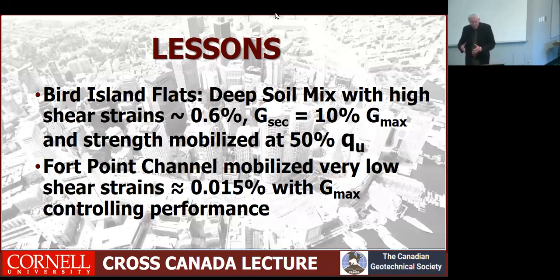We put together a solution which got the excavation down, but in the process generated shear strains in the soil mix elements. Now, these are more rigid than clays, of course, at about 0.6%, which gave us a G secant of about 10% of G max. So we're really low now, right? And we figured that the strength we had mobilized was about 50%, which is about as much as you'd ever want to go. So that case history is right at where you'd want to push the technology, and therefore I think represents a very valuable case history point in reality.